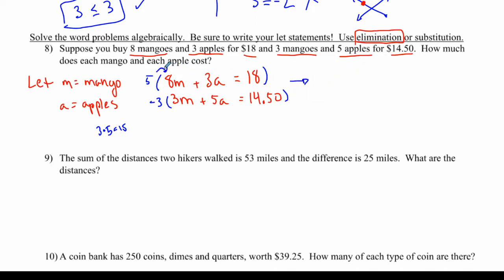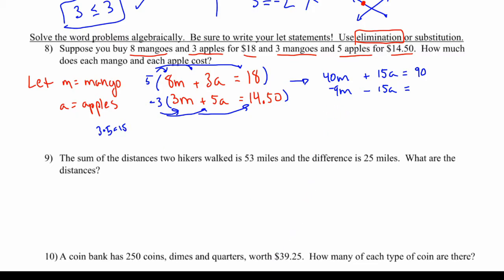So distributing 5 to all 3 terms, that gives me 40m plus 15a equals, let's see, 5 times 18, I believe that is 90. Now we distribute the negative 3. Got to remember the negative. Okay, so negative 9m minus 15a equals, let's see, negative 3 times 14.50.